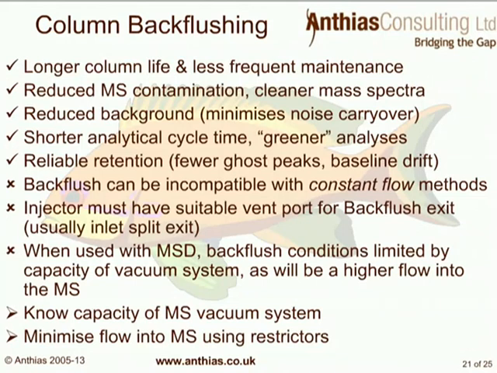And as I said, knowing the capacity of that MS vacuum system is very important, and we can minimise the flow by having column B with a narrower internal diameter. But the lower the flow we use during backflushing, of course, the longer the backflushing will actually take. So therefore, being able to use quite a high flow will make us have a shorter run time overall.